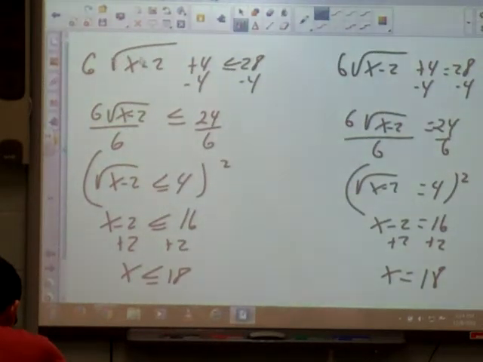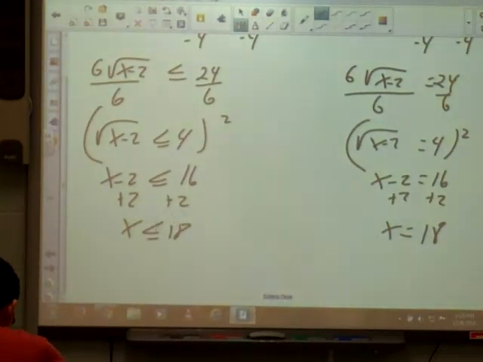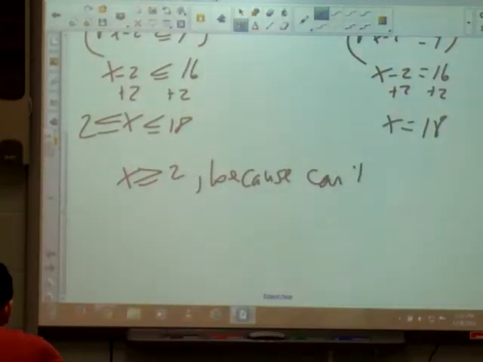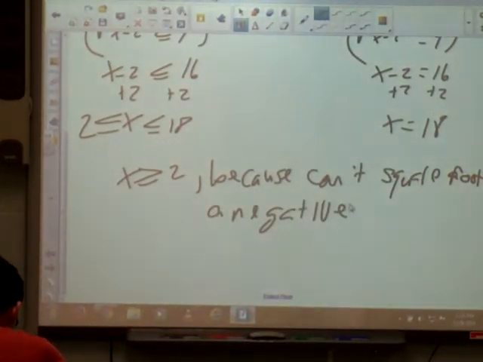Okay, well, what if I plugged a 2 in? What's 2 minus 2? 0. Can you have square root of 0? Yeah, square root of 0 is 0. So if I'm 2, I'm okay, but if I'm 1, I'm not any good. So while x has got to be less than or equal to 18, it's also got to be greater than or equal to 2. So that's the difference. And the reason it's got to be greater than or equal to 2 is because I can't square root a negative. Now we know from past lessons that it has an i in it, but we're talking about real numbers here, not imaginary numbers.